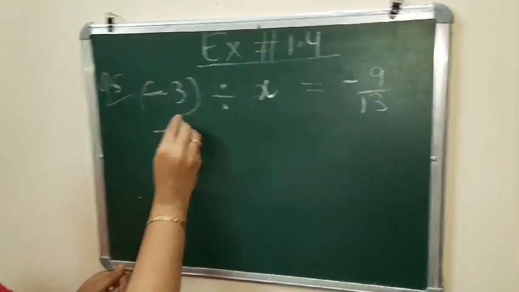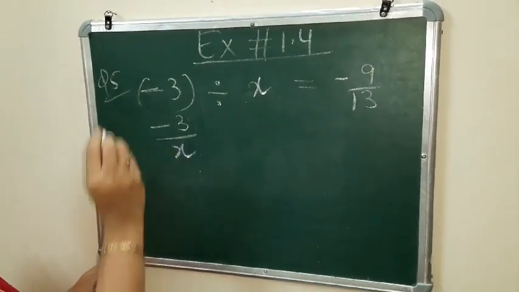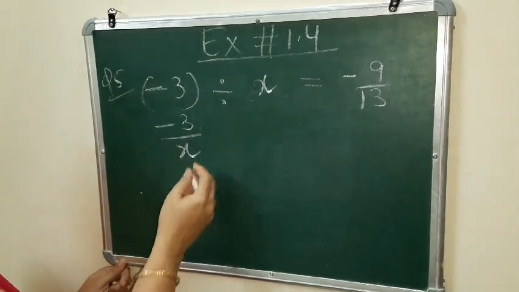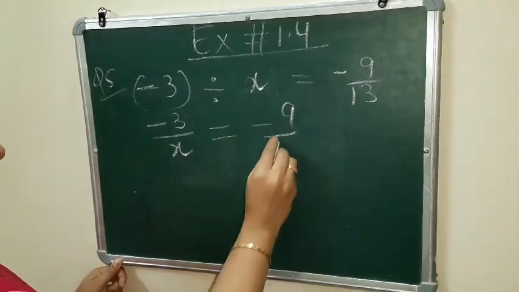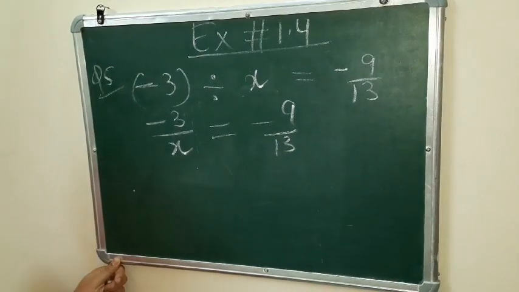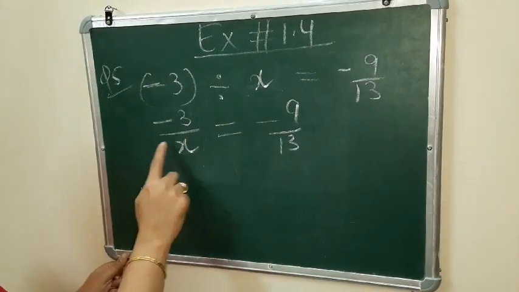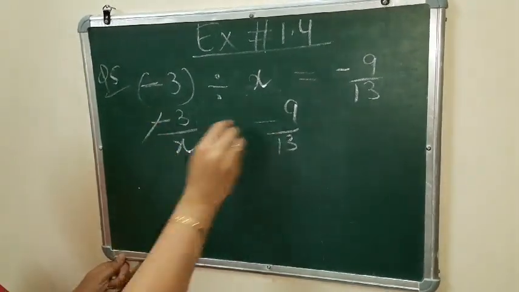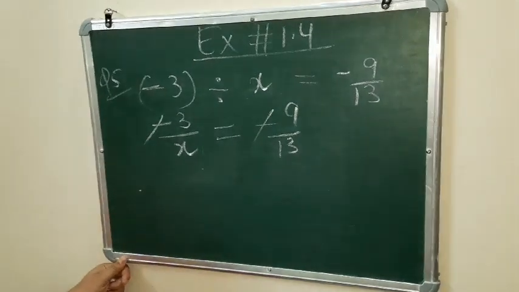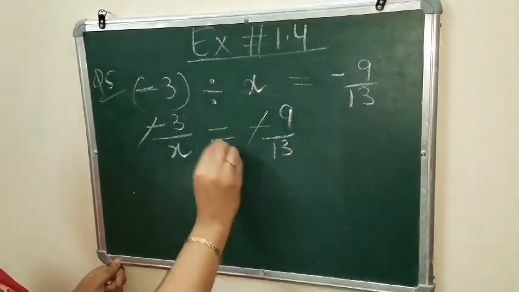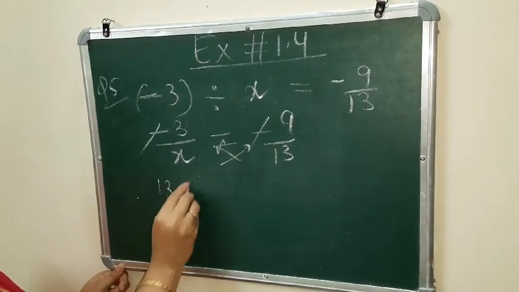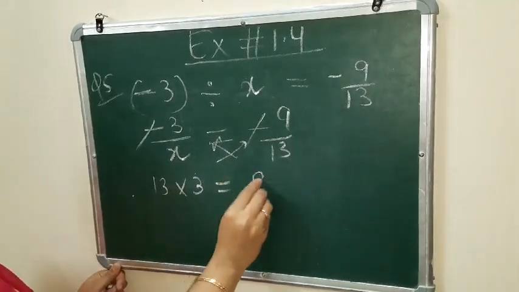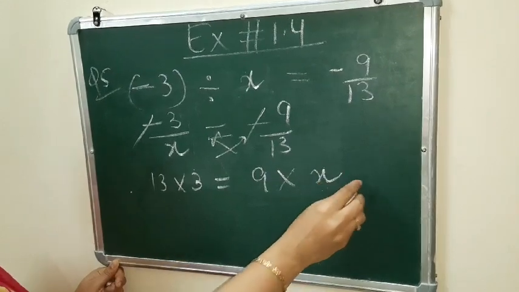We can write it as minus 3 upon x is equal to minus 9 upon 13. Now you can see minus is there on both the sides. So we can cut this minus and minus. Now you can cross multiply. So 13 multiplied by 3 is equal to 9 into x.